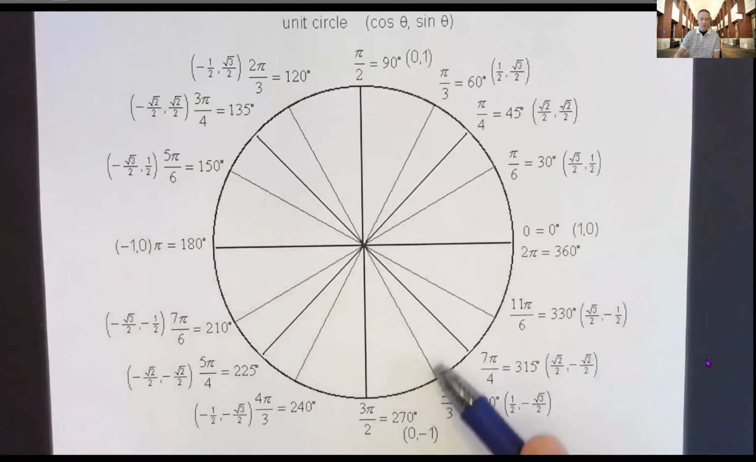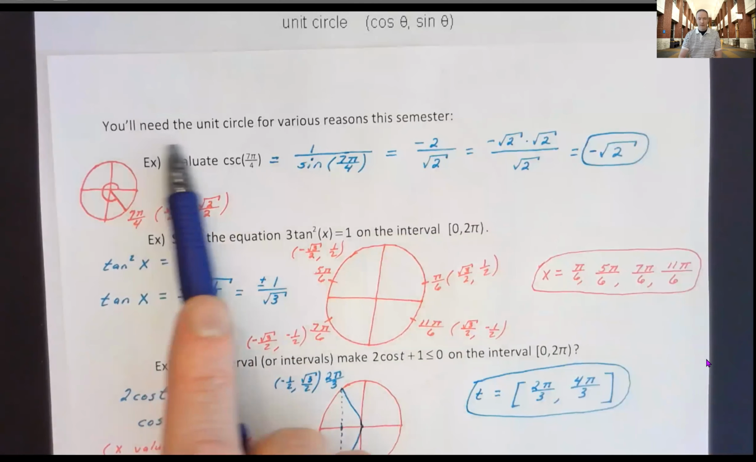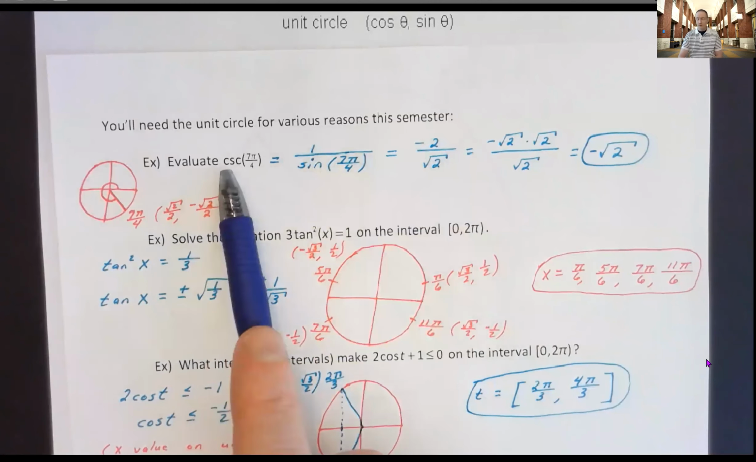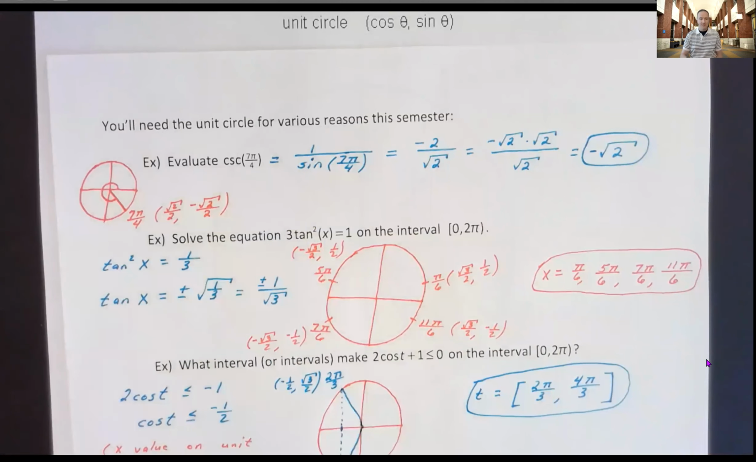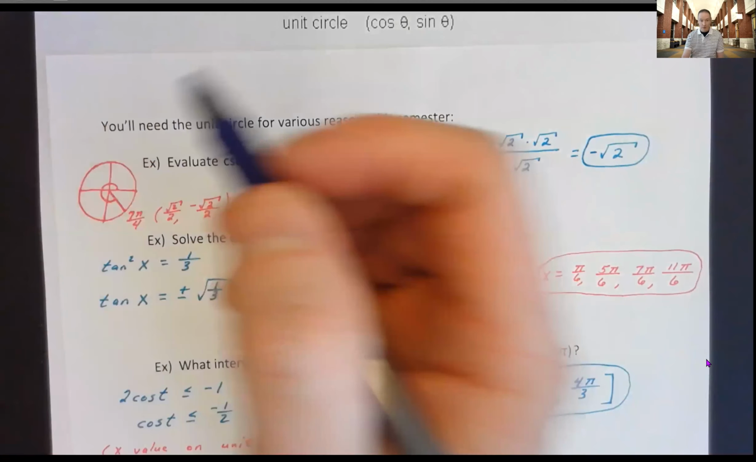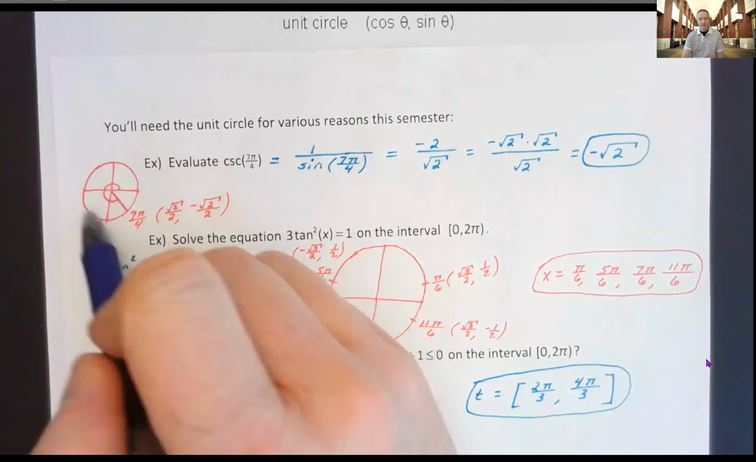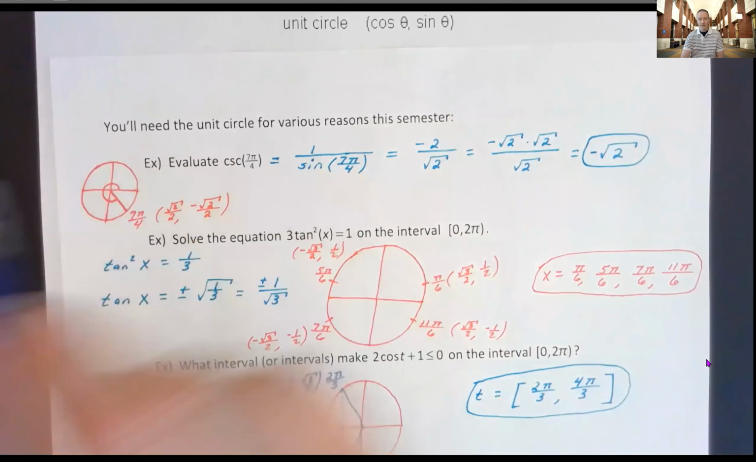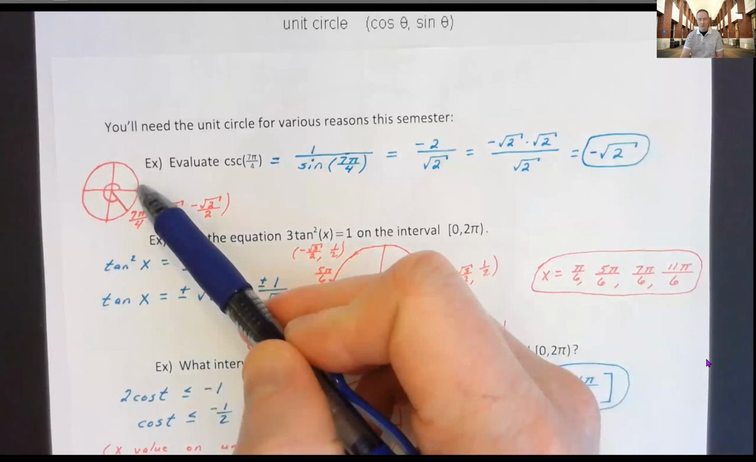Now, to see how that plays out and what I'm expecting you to know within problems, notice my next page here. On this next page, I'm saying you'll need the unit circle for various reasons this semester. This should be a very quick and very easy problem. If I just say, hey guys, what's the cosecant of 7 pi over 4? You wouldn't have to draw it, but you should immediately either draw or think in your mind, 7 pi over 4, that's just the angle that splits quadrant 4 because it's pi over 4 radians short of a full revolution.